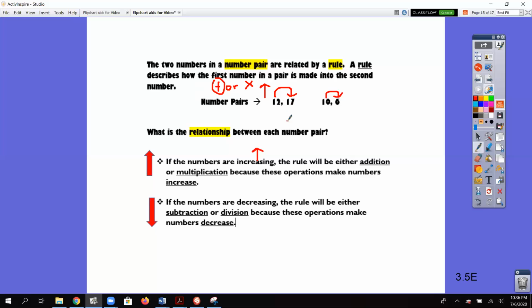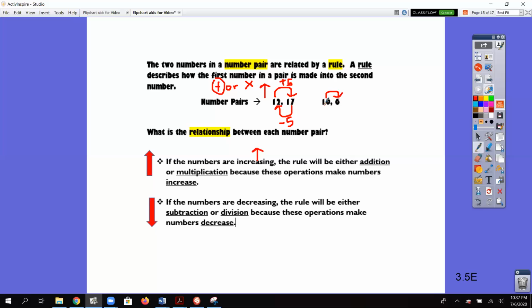So from 12 to 17, I added how many? I added 5. So my rule here is plus 5. 5 more, because 12 plus 5 is 17. Now you could go the other way. How do they get from 17 to 12? It would be the opposite. You would subtract 5, because 17 minus 5 is 12.